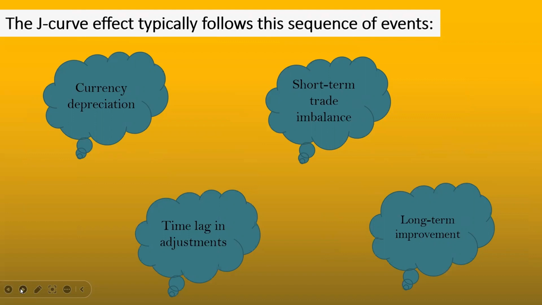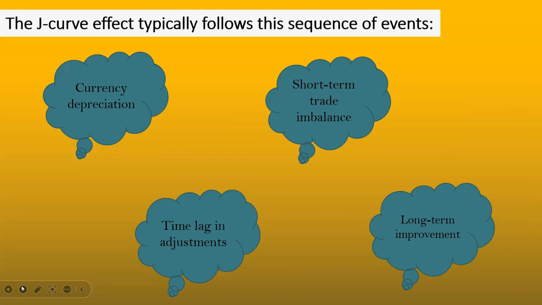In the short term, the country may not see an immediate improvement in its trade balance. This is because it takes time for consumers and foreign buyers to adjust their behavior in response to the changing relative prices of imports and exports. Third one is time lag in adjustments. There is a lag between the currency depreciation and the responses of consumers and businesses. It takes time for consumers to shift their buying habits towards domestic goods and for foreign buyers to increase their purchases of cheaper exports. Fourth is long-term improvements.